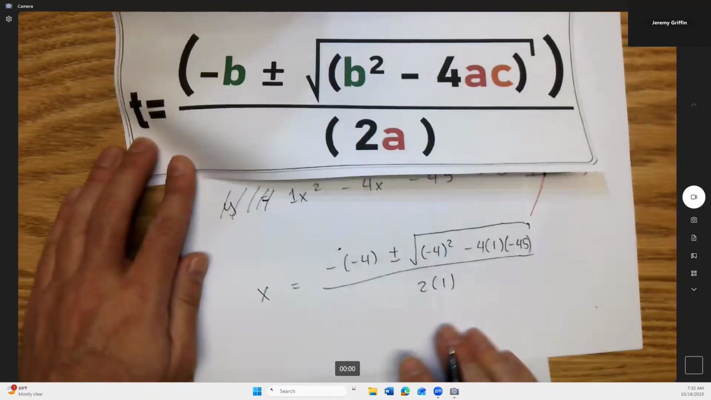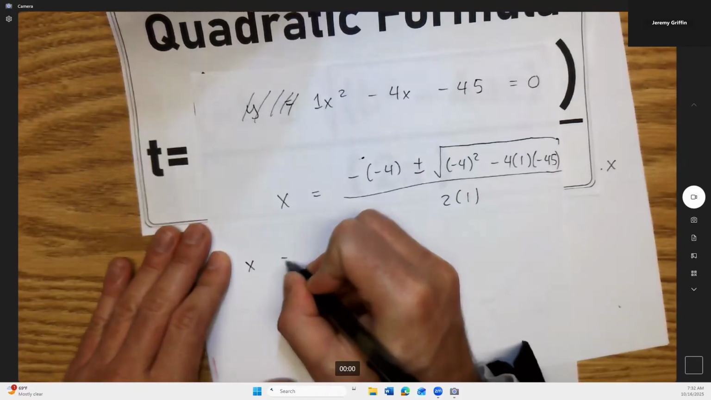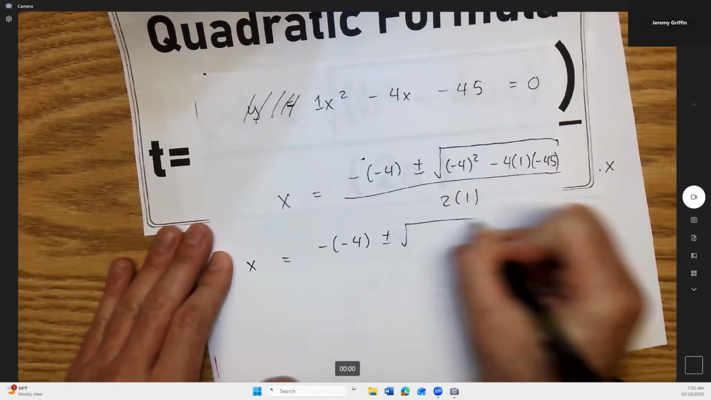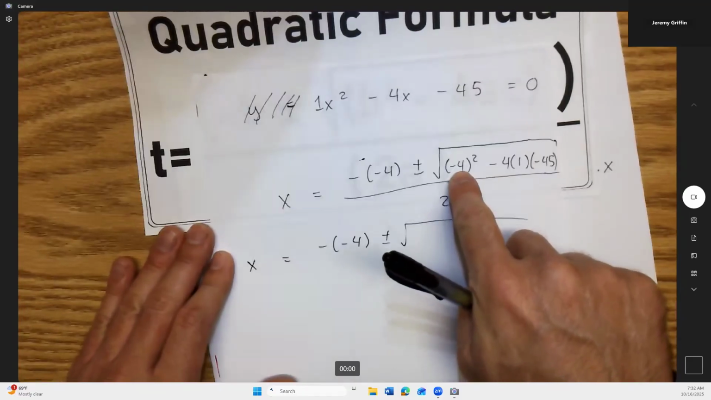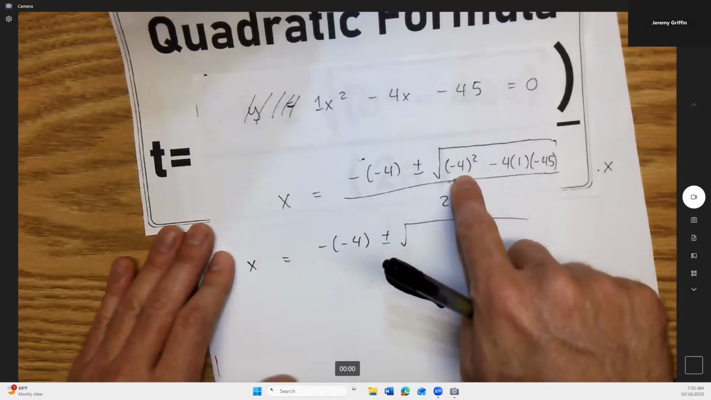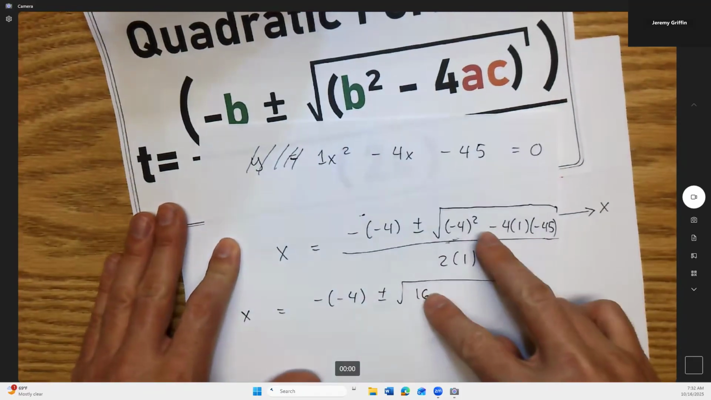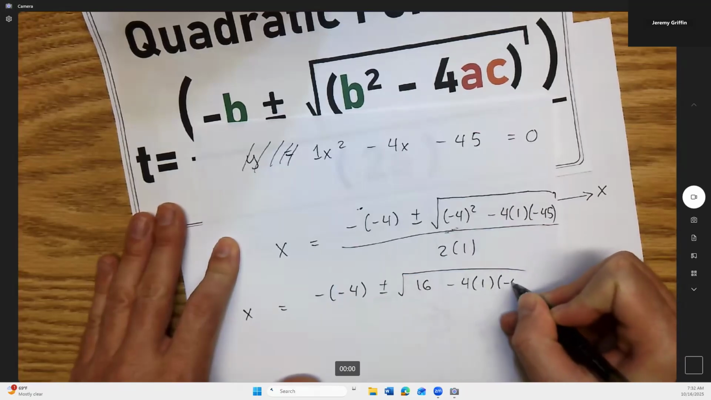Since I get pretty close to the edge of the paper, let me write that so it looks a little cleaner. We got -4 plus or minus square root of, okay. Guys, this b squared, isn't this always going to become positive regardless? So whether b is positive or negative makes no difference for this b squared part. This is always going to be like this. And then -4, 1, -45.